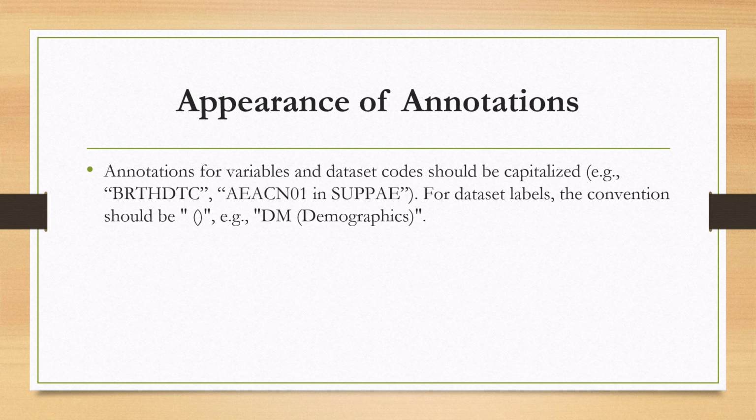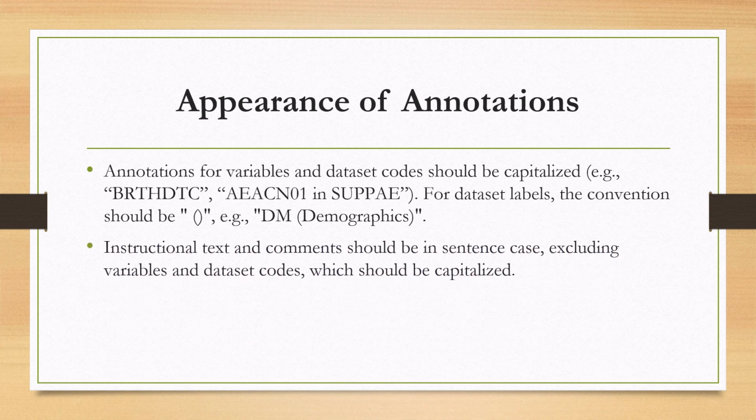The next guideline is that the annotation for variables and dataset codes should be capitalized. For example, the variable BRTHDTC or AEACN should be mentioned in capitalized format. For dataset labels, the convention is that it should be the two-letter domain code, and in brackets the label of the domain, and the whole thing should be in parentheses. Here the example is in parentheses DM, and after a space, in brackets, Demographics.